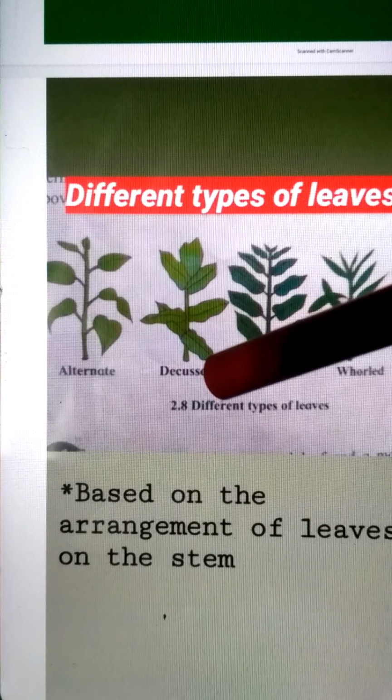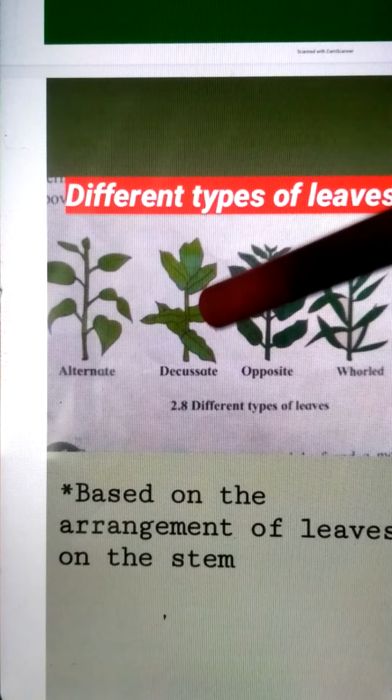Now what is decussate arrangement? In a decussate arrangement, the leaves are arranged in a manner that they seem to look like a right angle. One on the left side, one on the right side at a particular node, and one on the front or at the back, forming the right angle. So the leaves are arranged in a manner that seems to look like a right angle.